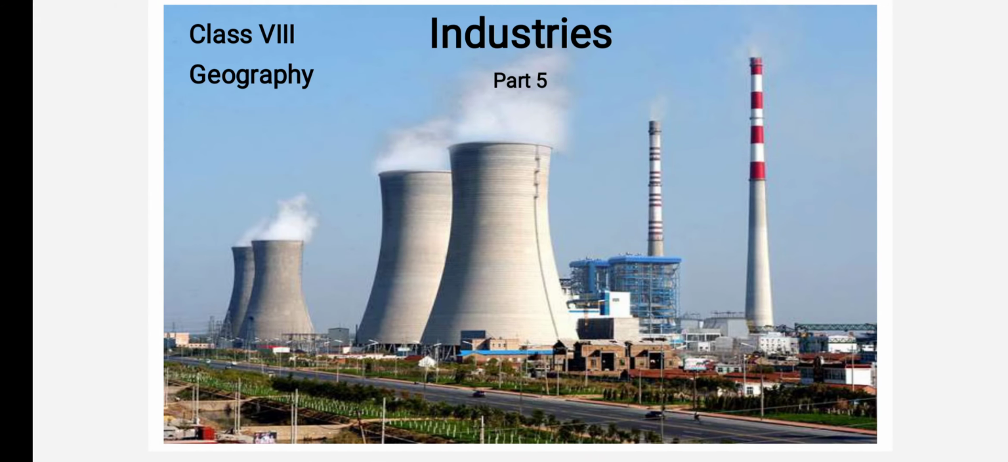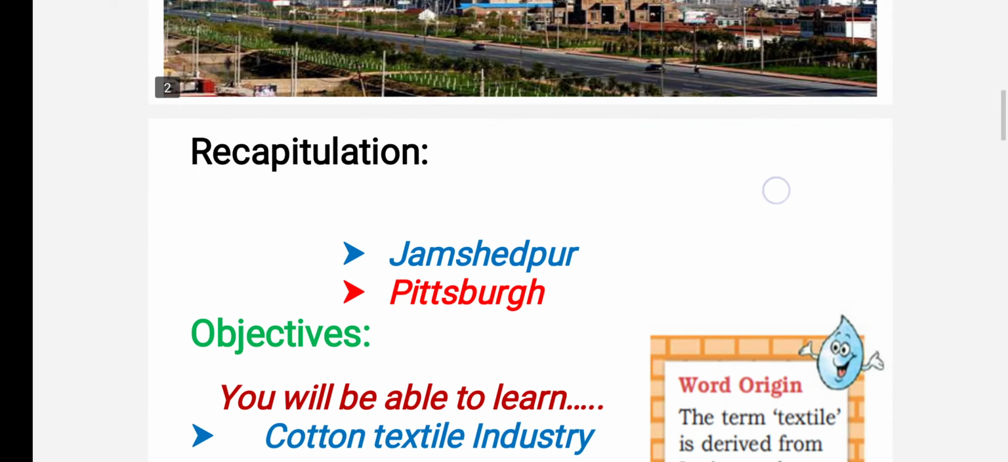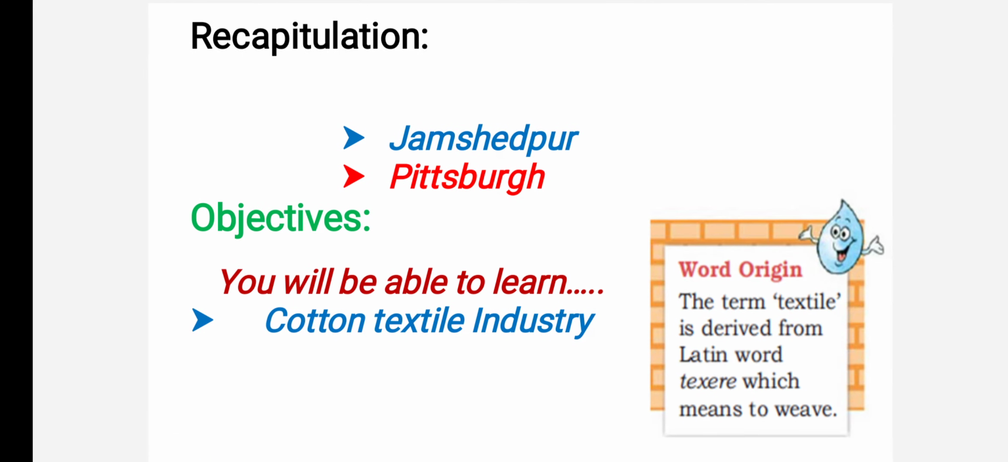In the industries chapter, part 4, we have discussed the Jamshedpur and Pittsburgh iron and steel industries, and the factors for their location in those areas, and what made them the steel city of USA and the steel city of India. In today's class, you'll learn about the cotton textile industry. What's that, children? Cotton textile industry.